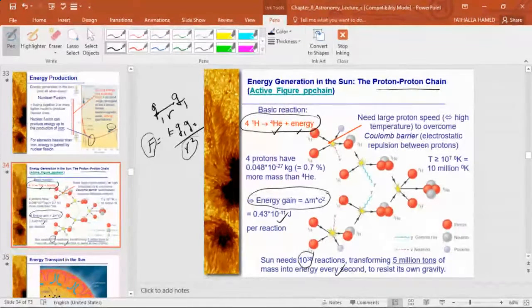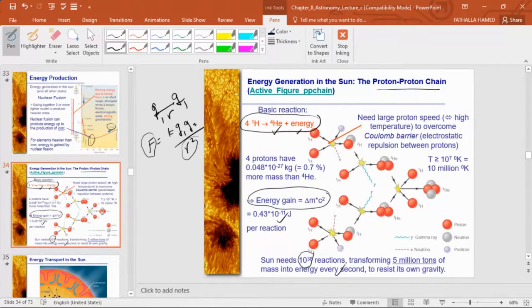Actually, it is the electrostatic repulsion between protons, because the protons have positive charges, and I explained what the proton-proton chain is. So you can pay attention to this reaction here, and that's basically the reaction the sun is using to produce the energy.